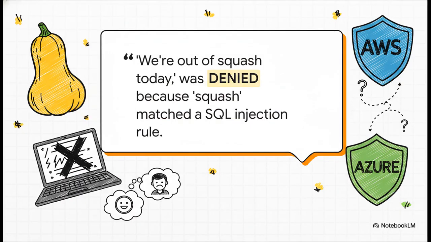And this is my favorite example, because it's just so real. A restaurant tries to send a simple message to a customer, "We're out of squash today." And boom, denied. Why? Because the word squash accidentally matched a pattern in a security rule. That's not just a tech problem, that's a real business problem that just costs you a customer.